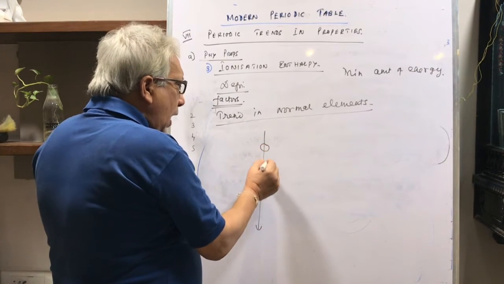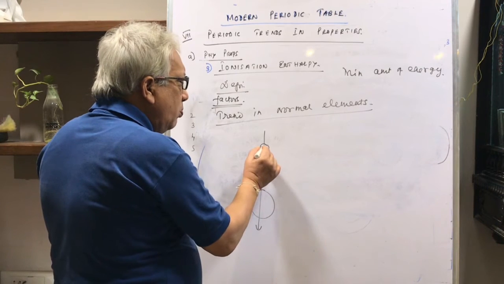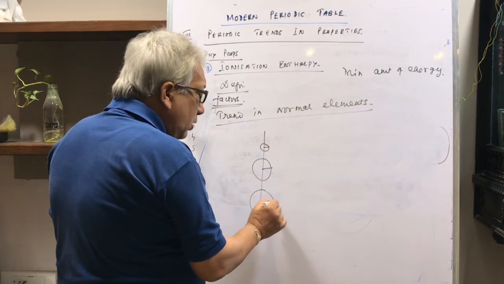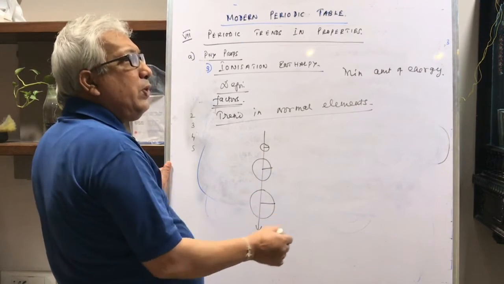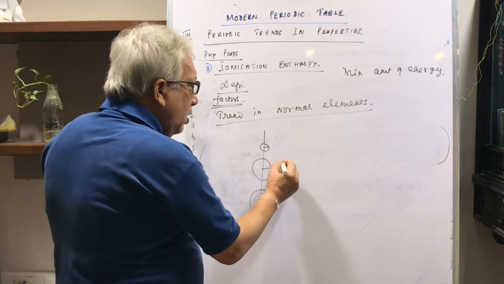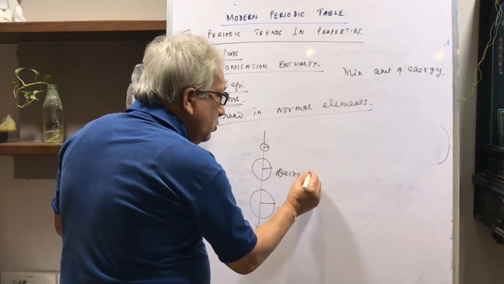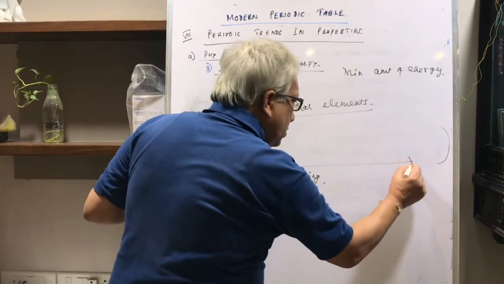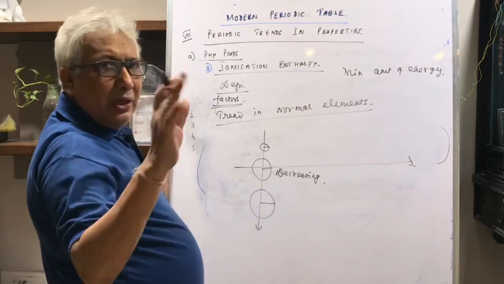But as you go down, the distance between the nucleus and the outermost electron will become more. So as the distance becomes more, the attraction becomes less, and energy required to remove the electron will become less, and therefore ionization enthalpy will go on decreasing. It goes on decreasing. But when you go across, from left to right, I am talking only up to group 17, group 18 is a different matter altogether.